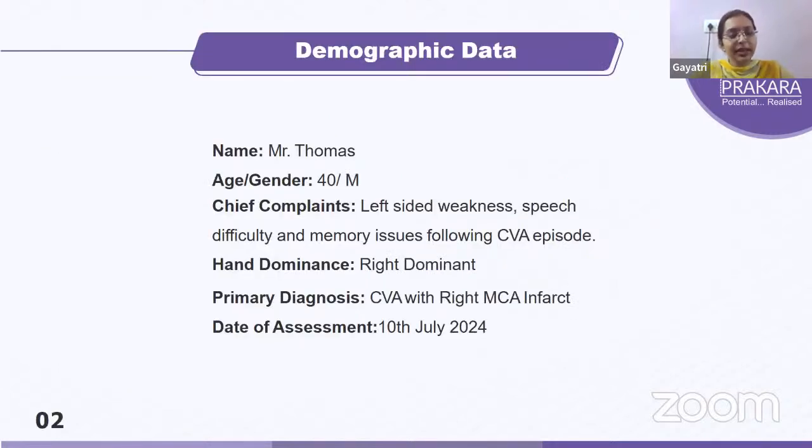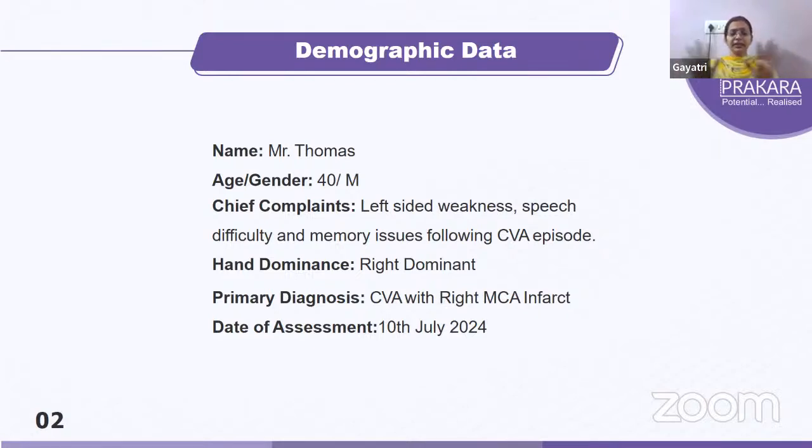To start with the demographic data, I'll quickly walk you through it. His name is Mr. Thomas Kurian, a 40-year-old male coming to the department with left side weakness, speech difficulty and memory issues following a cerebrovascular accident episode. He has been admitted in the hospital because of a CVA episode, and he has been under medical treatment. After the vitals stabilized, he has come to us.